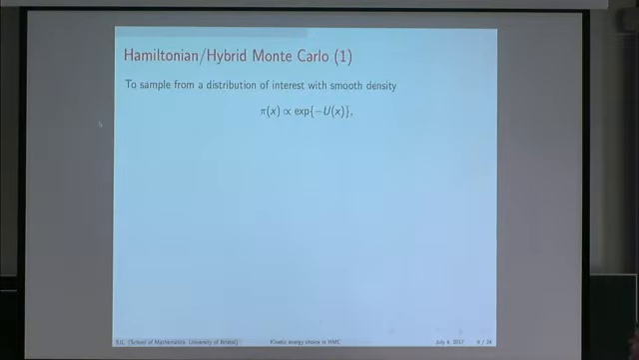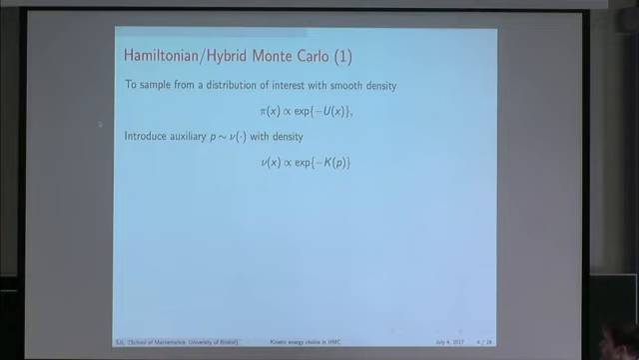What am I talking about? Right, so I'm talking about Hamiltonian or hybrid Monte Carlo. Depending on whether you're from a physics background or a statistics background, you'll know it under a slightly different name. It's a technique for drawing samples from a distribution of interest which has a smooth density that I can write as proportional to the exponential of some function minus U, and U I'm going to refer to as the potential.